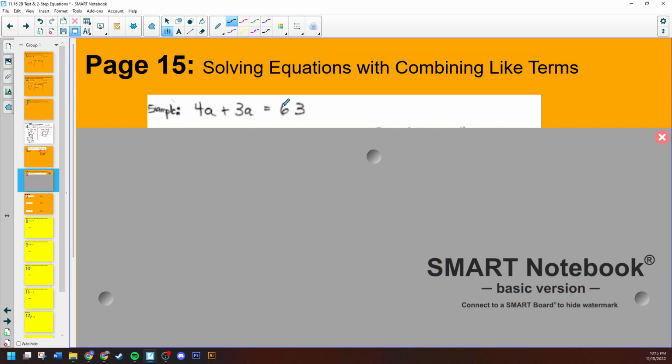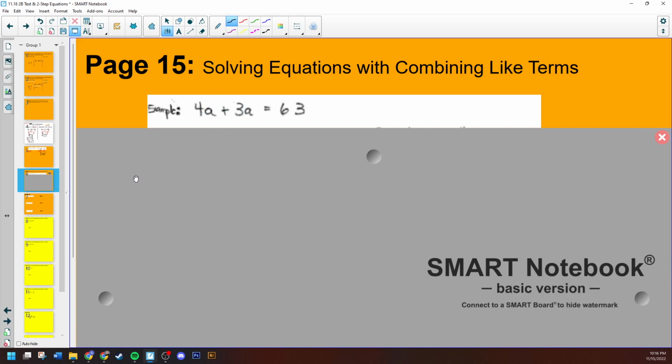All right, let's take a look at 15. So on 15, it's showing 4a plus 3a equals 63. So we have a couple different terms here, which if you refresh back to what we've been doing in chapter 2, it was combining like terms. Anyway, so we have 4a plus 3a.